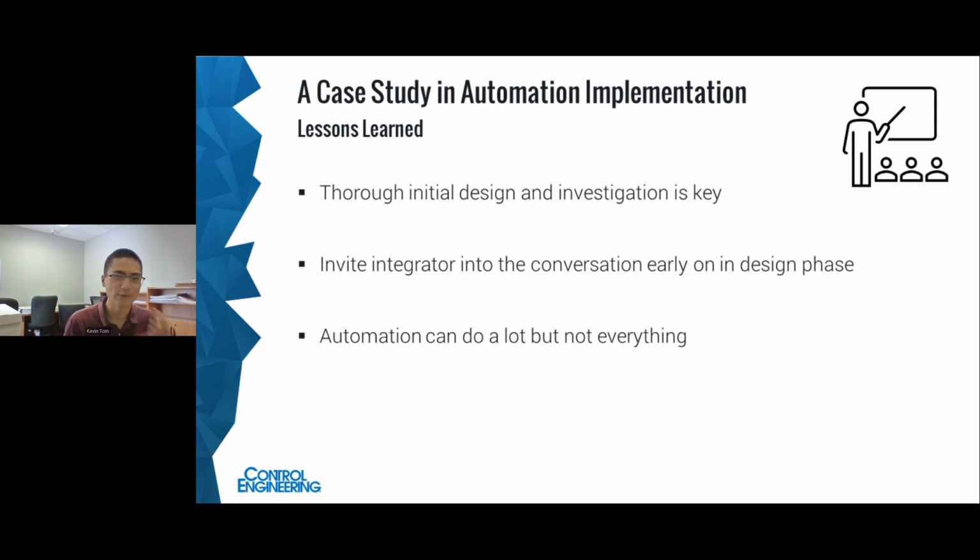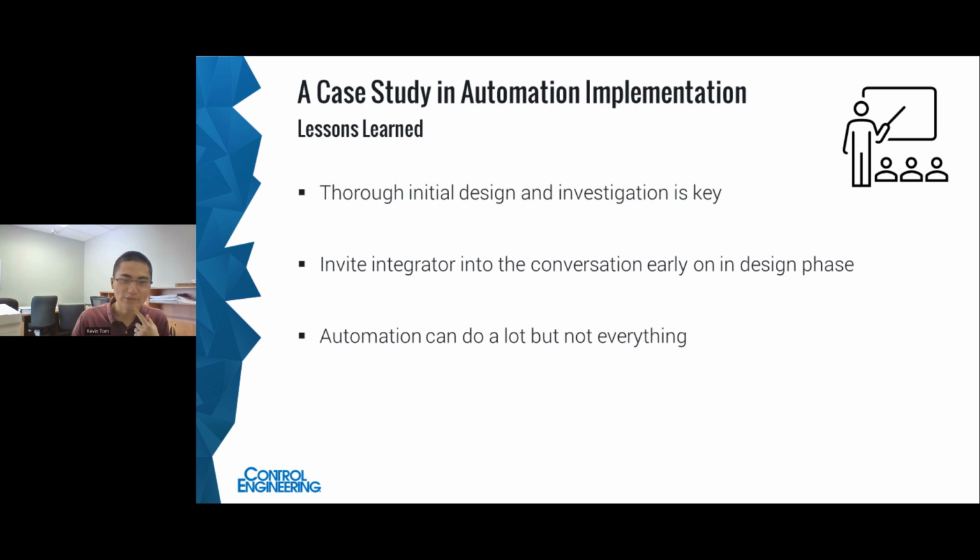So what were our main takeaways from all this? I think what we really learned was that thorough initial design and investigation is really key. It helps avoid those schedule delays and that frenzied rush at the end to fix everything. Essentially, that really saves you a ton of money, time, and headaches. We also learned it's really important to invite the integrator or the automation team into the conversation early on in the design phase. Essentially, that improves the effectiveness of that initial design and investigation phase. Integrators have seen a lot and have likely seen a similar process from other plants.